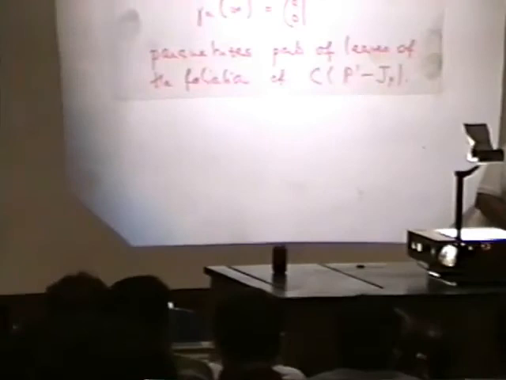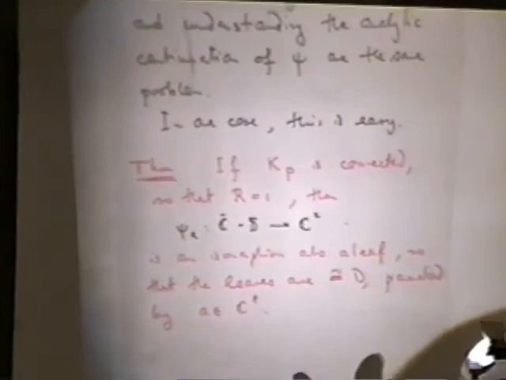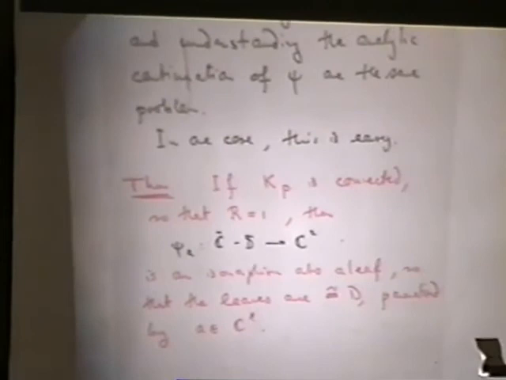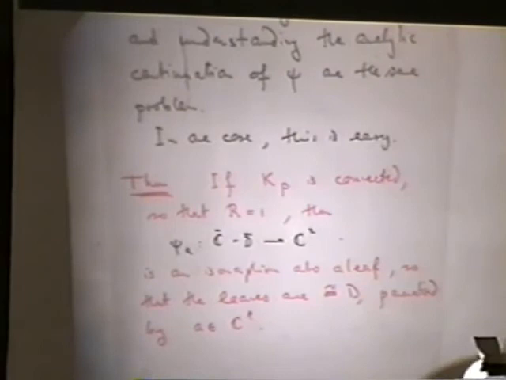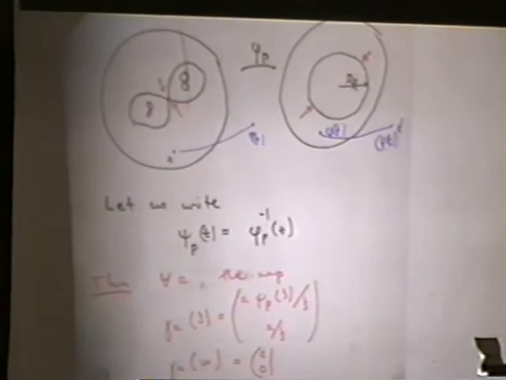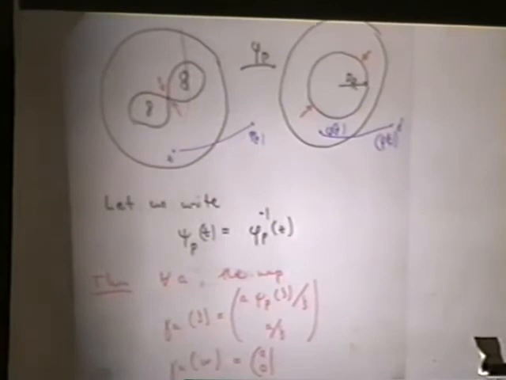In this case, the theorem goes as follows. Well, there's an easy theorem and a hard theorem. In the case where K sub P is connected, then this parametrization which I had written, this one, is actually defined for zeta in the entire unit disk, and just gives an isomorphism onto a leaf, and therefore all the leaves are simply closed disks.